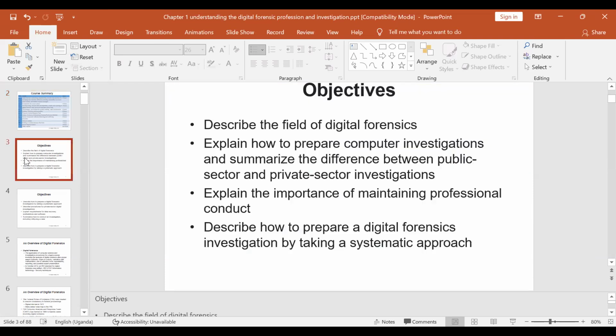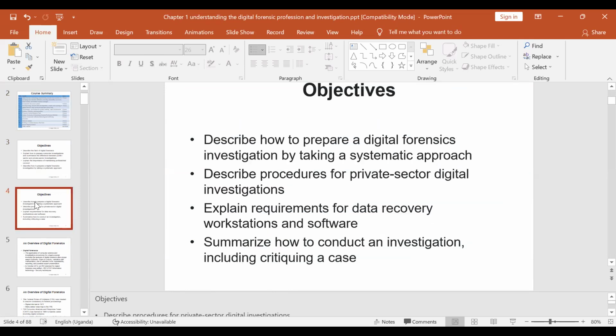Okay, do we have any particular one? Okay, Bahati is saying yes, procedures for private sector investigation.